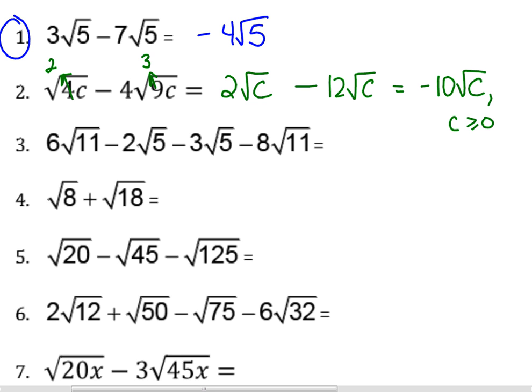Why is it 12? When we square root the 9, we get 3. And we have to multiply these, multiply with the coefficient that's already there.